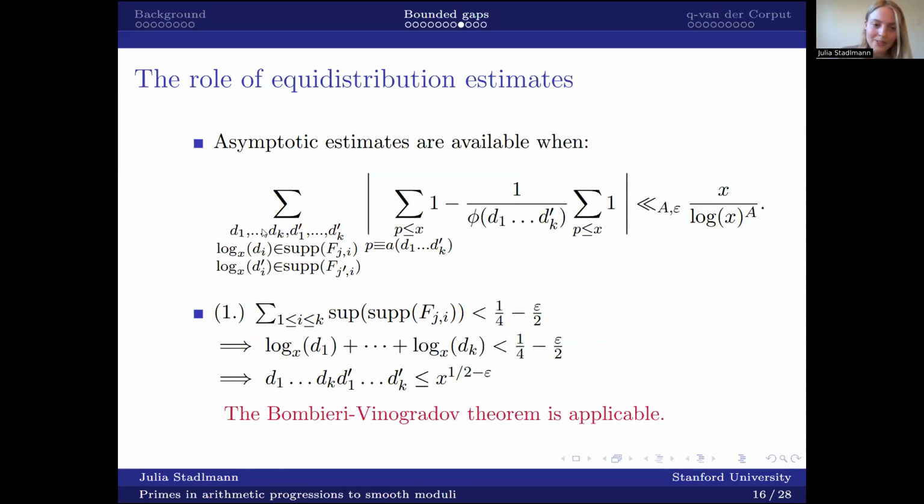So for example, if we look at log_x d_i in the support of F_{J,I}, and we have the restriction that the upper bounds in all the supports summed up is bounded by 1/4, then the sum of the log_x d_i is bounded by 1/4, and the product of the d_i times d_i' is bounded by x^(1/2 - epsilon). And so here, in this case, we can apply the Bombieri-Vinogradov theorem. So that's one way to approach it.